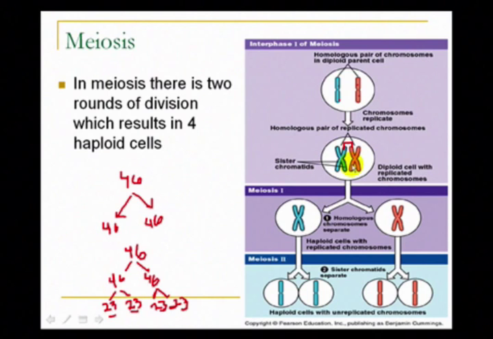And what will happen in the first meiosis division is you separate the homologous chromosomes. So this duplicated chromosome will go to one cell. This duplicated one will go to the other. Sorry, after the first division, you already have 23. But the deal is these 23 are still duplicated.